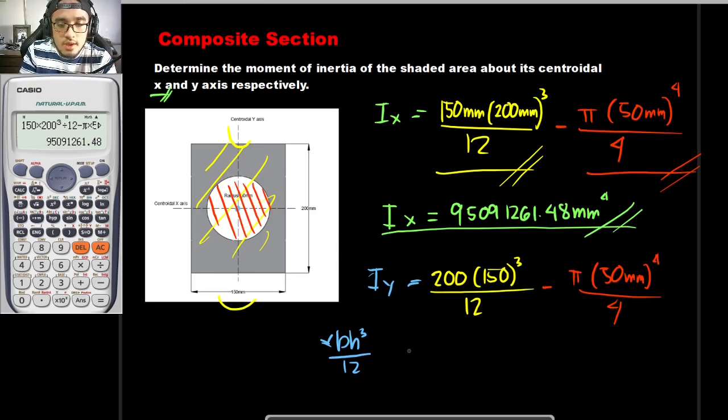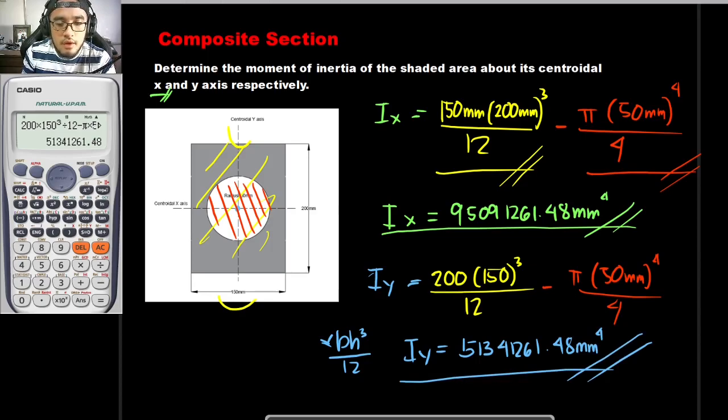So substituting known values, our answer here would be 513,412.61 and 48 millimeters raised to 4. So this would be both of our answers right here, Ix and Iy. So it would be as simple as that.